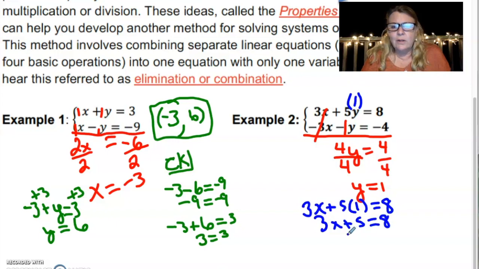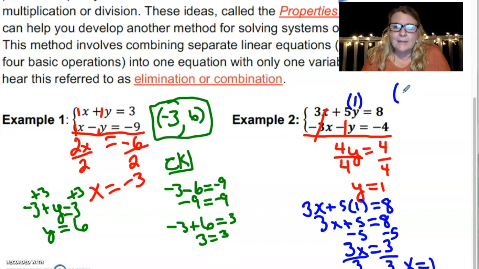So when you solve, you're going to get rid of your 5 by subtracting 5 from both sides. So 3x would be equal to 3. Then you'll divide by 3. And you will have x is equal to 1. So I think my solution is x is equal to 1, y is equal to 1. But I want to make sure that I didn't make any mistakes. I want to make sure that I did this correctly. So I'm going to check my work right here.